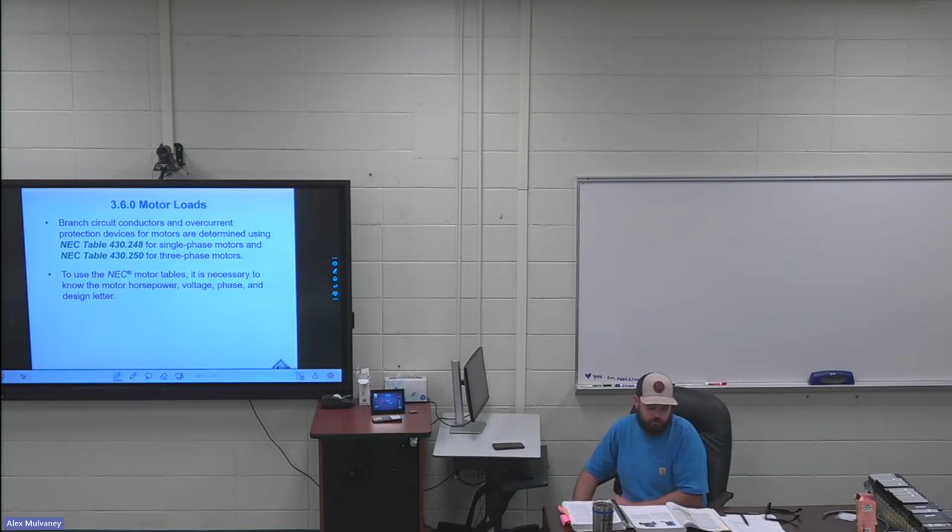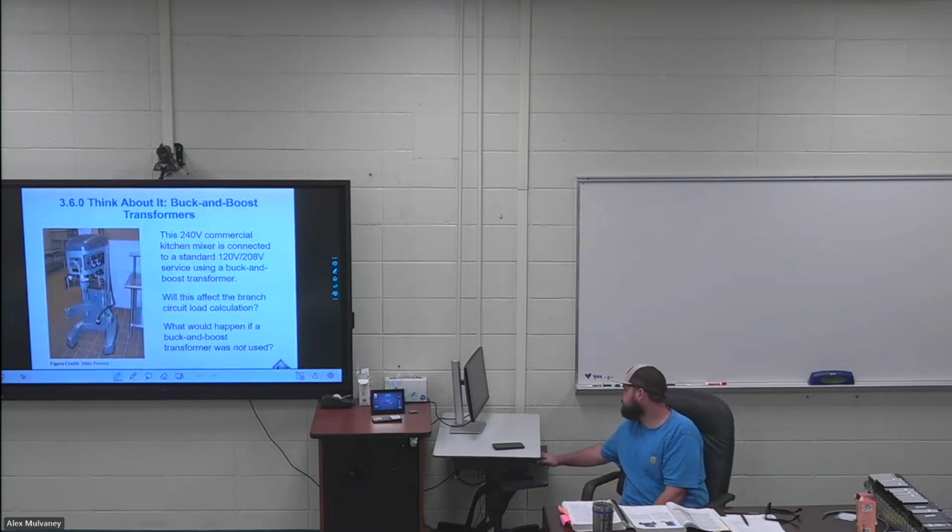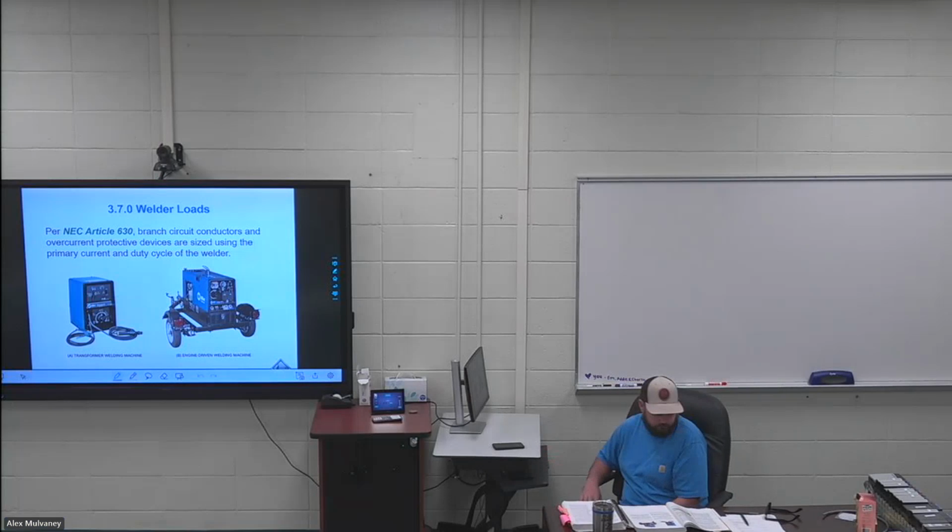Moving on to page 22, 370. Second paragraph, last sentence is highlighted. NEC table 630.11a provides multipliers for arc welders. I just have the first part of that sentence highlighted. Next paragraph, second sentence through the end of the paragraph is highlighted.